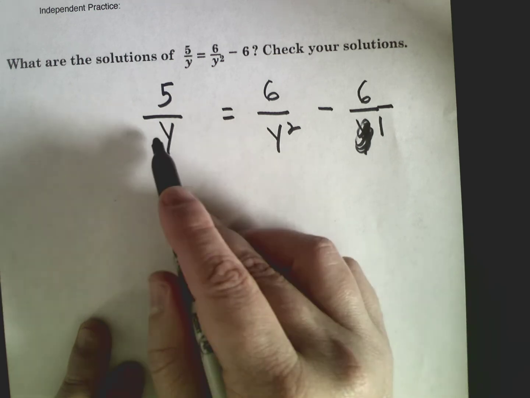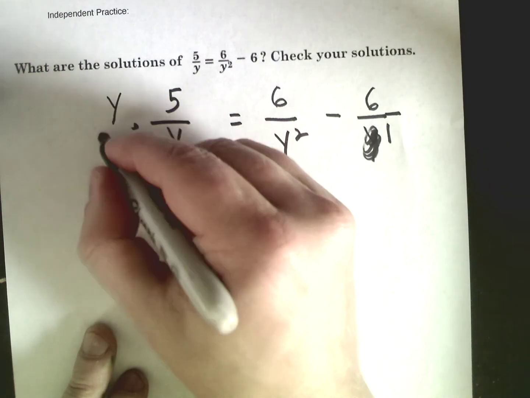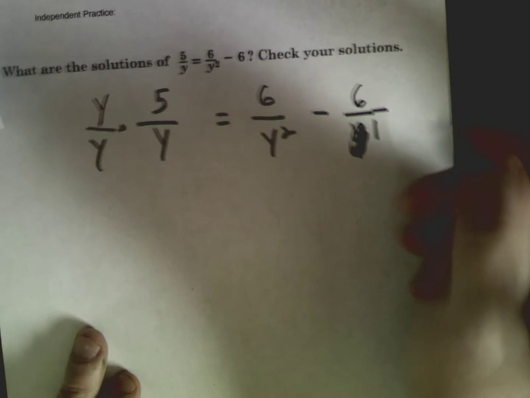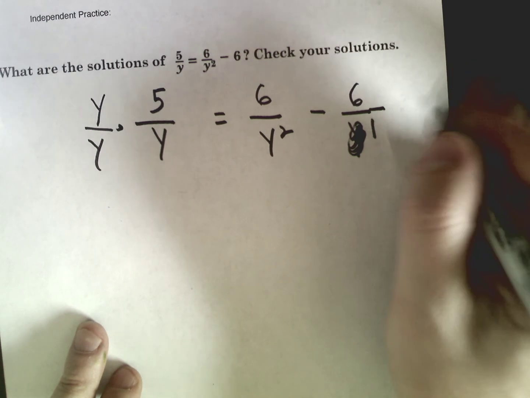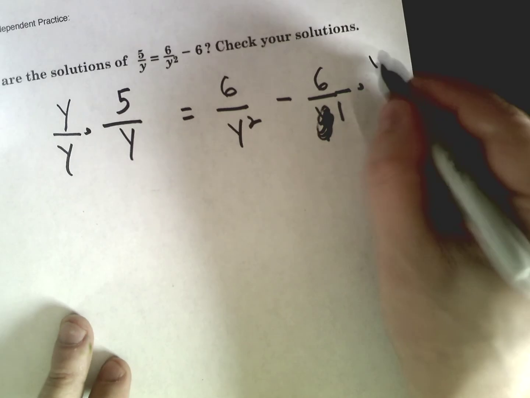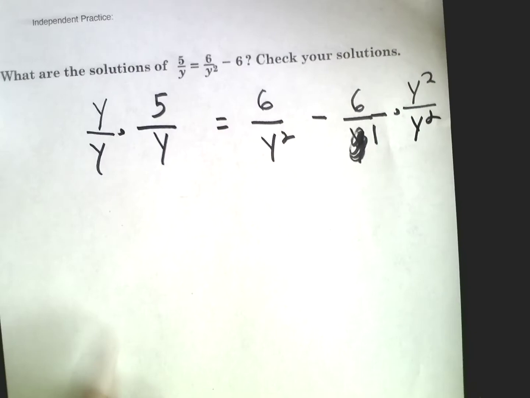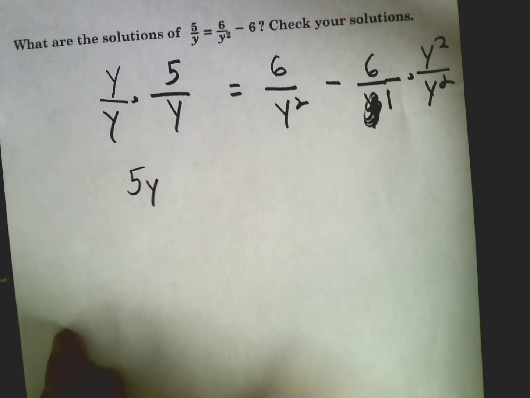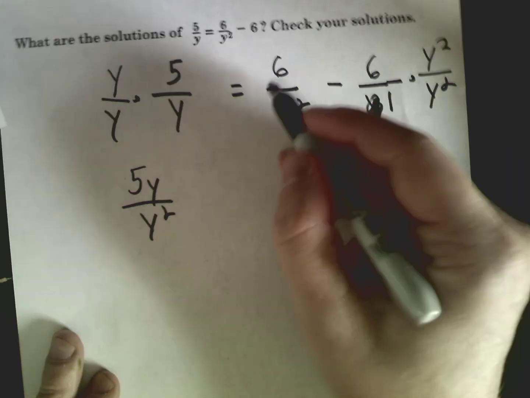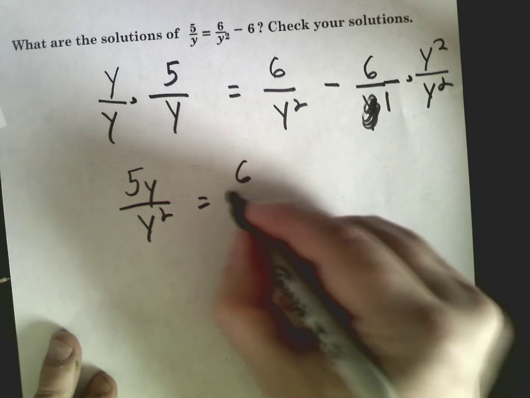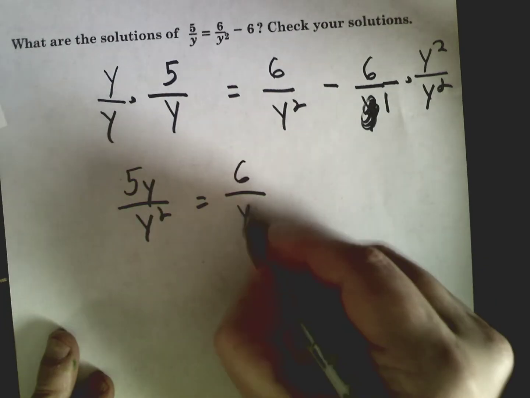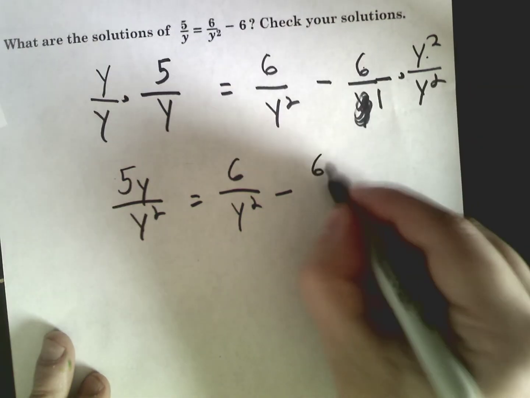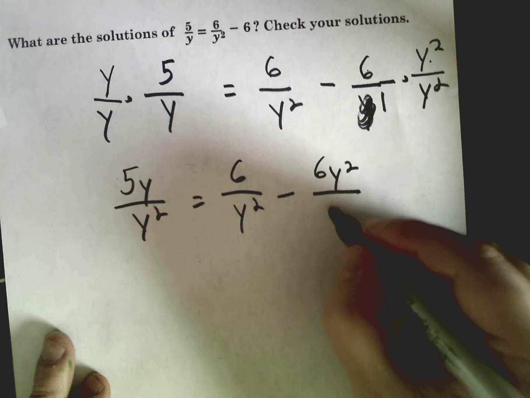So, this one, I have to multiply by 1, and that'll be y over y. This one I don't have to do anything to, because it's already y squared. It seems at first, it's like, oh, this is an easy problem. This one, I'll multiply by y squared over y squared. 5 times y is 5y over y squared. Y times y is y squared. Equals 6 over y squared, minus 6 times y squared, 6y squared, over y squared.